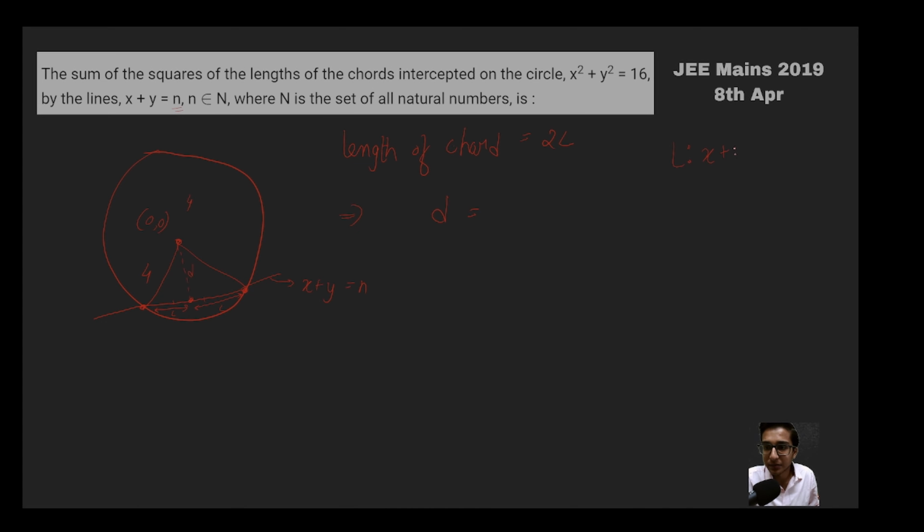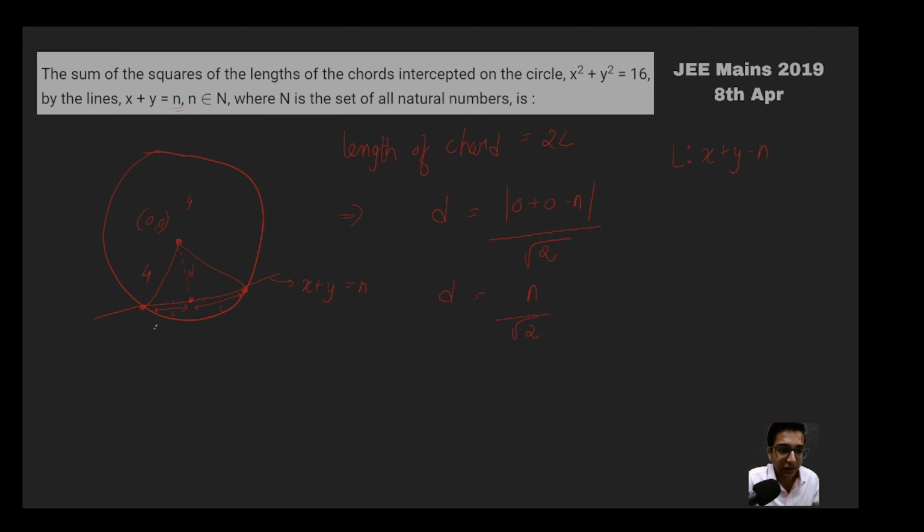Our line here is x plus y minus n. Let us put 0 comma 0 in this equation. We get upon root under 2. So d is minus n mod by root 2, and since n is a natural number, n can never be negative, so we can simply remove this modulus sign, so it becomes n by root 2.